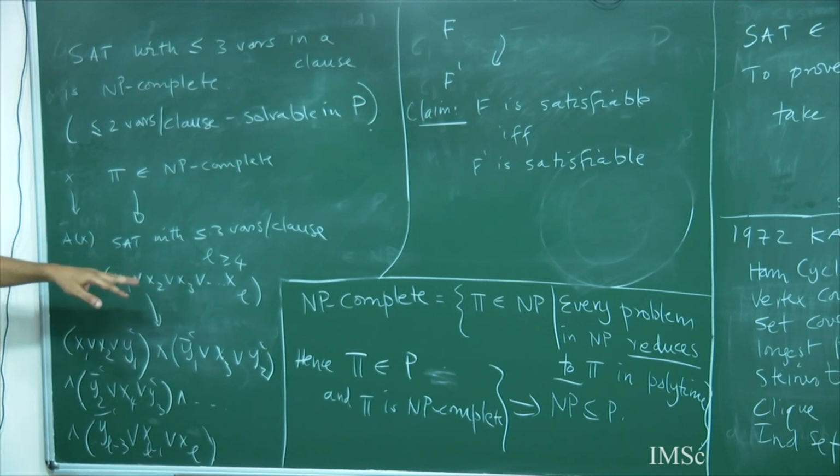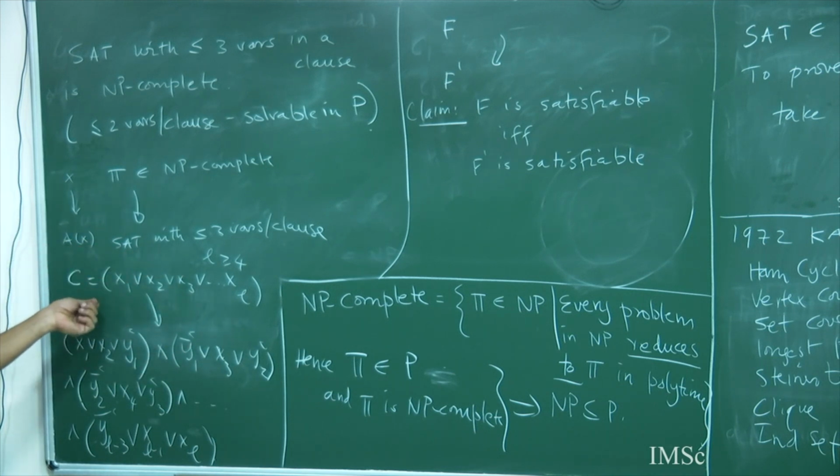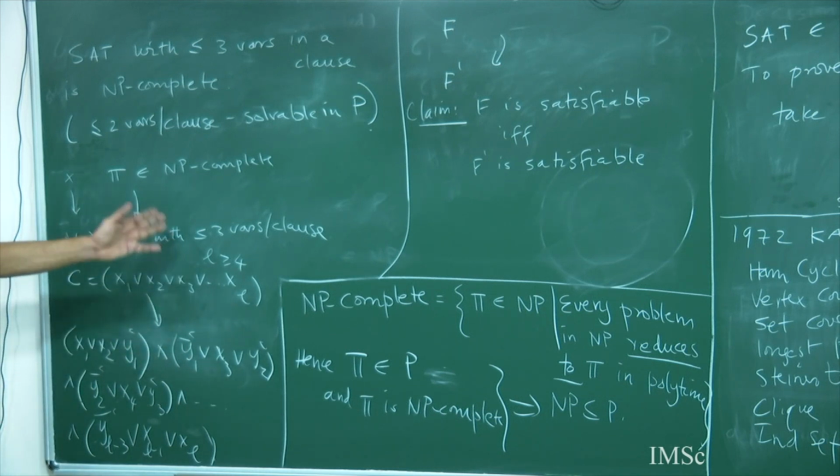Let us take that assignment and look at this clause and say that, oh, I know that in that assignment C is satisfied, right. How is C satisfiable? Some xi is satisfied. Without loss of generality, the clause is x1 or x2 or x3 or xl bar. You can have bars on some of them, it could be not consecutive, but it does not matter. So, let us say x5 is satisfying that clause.